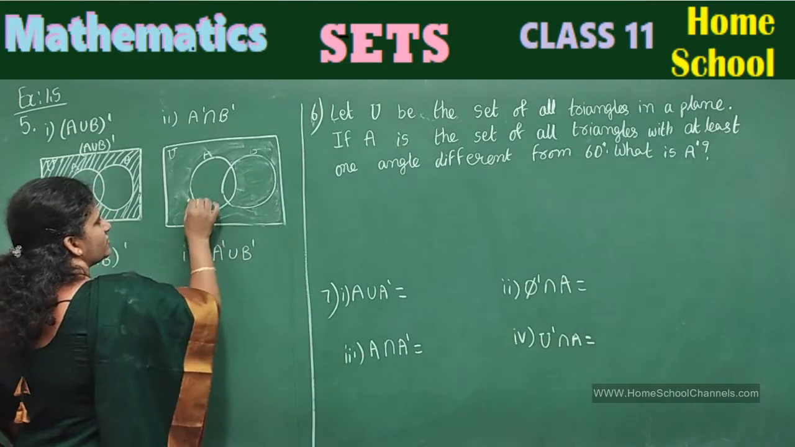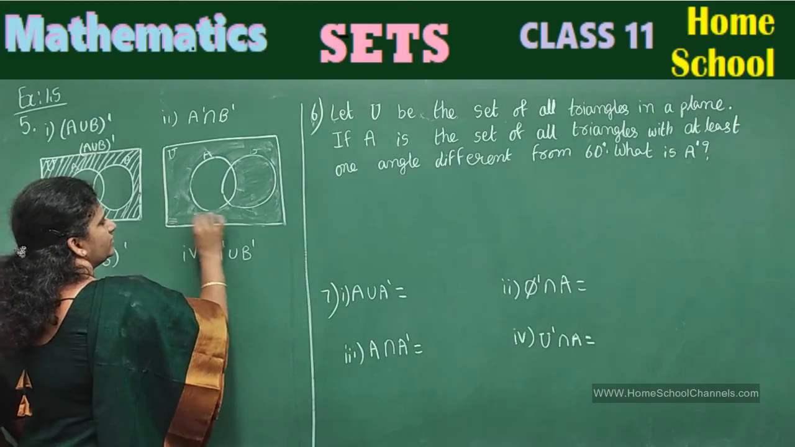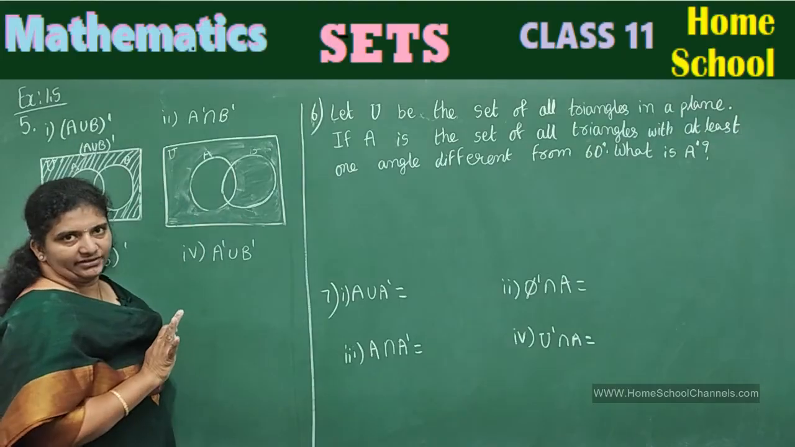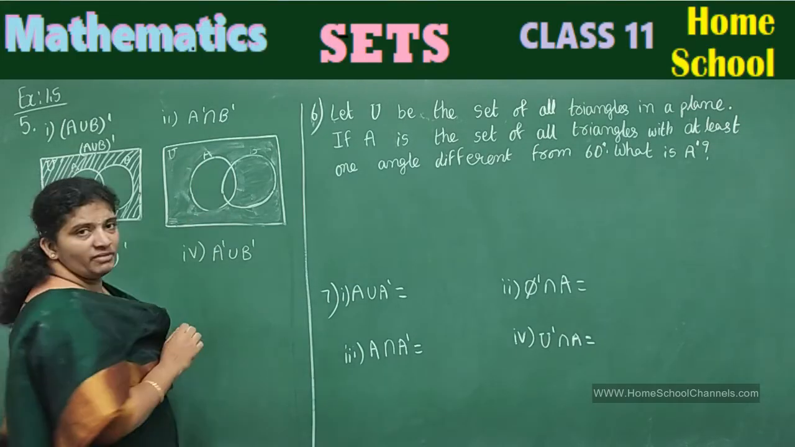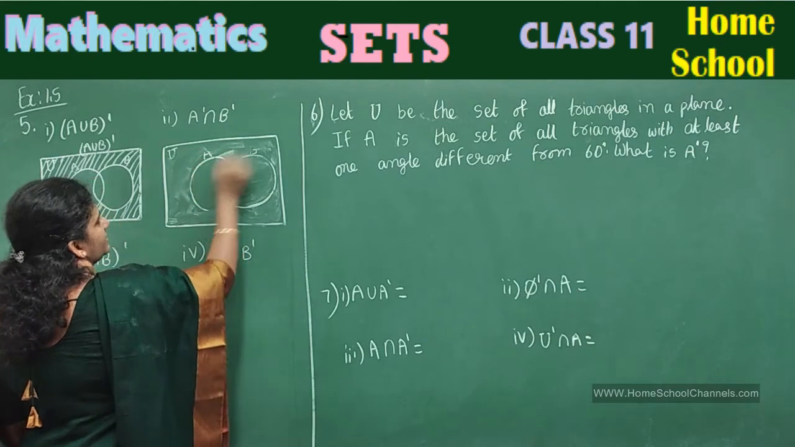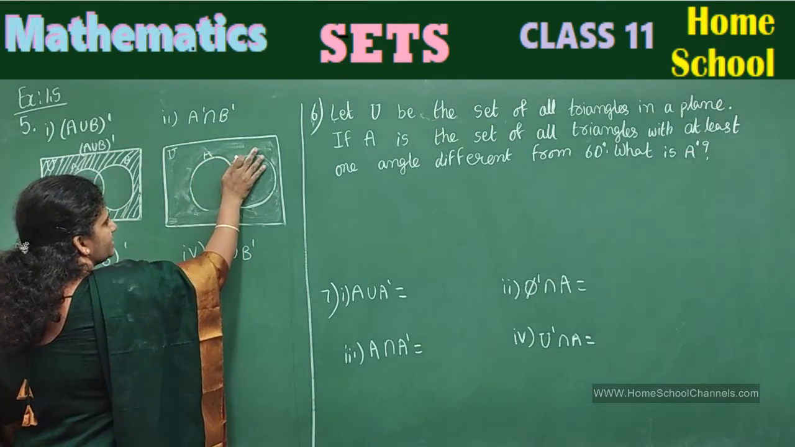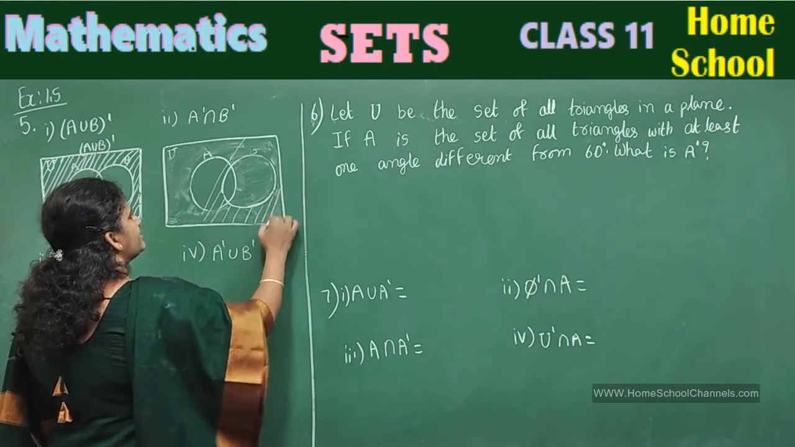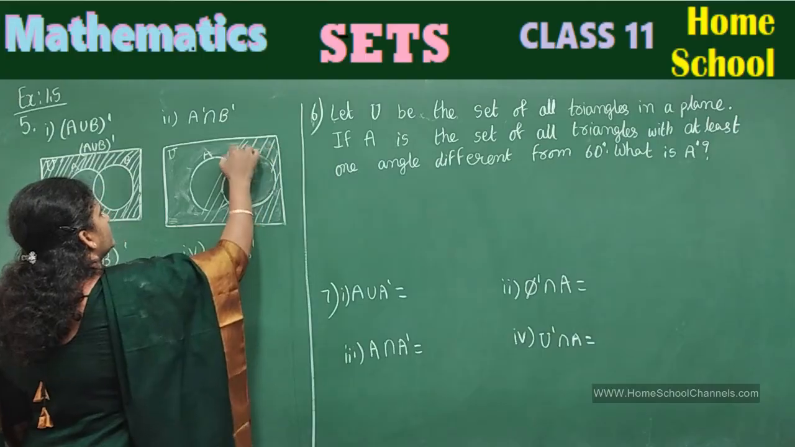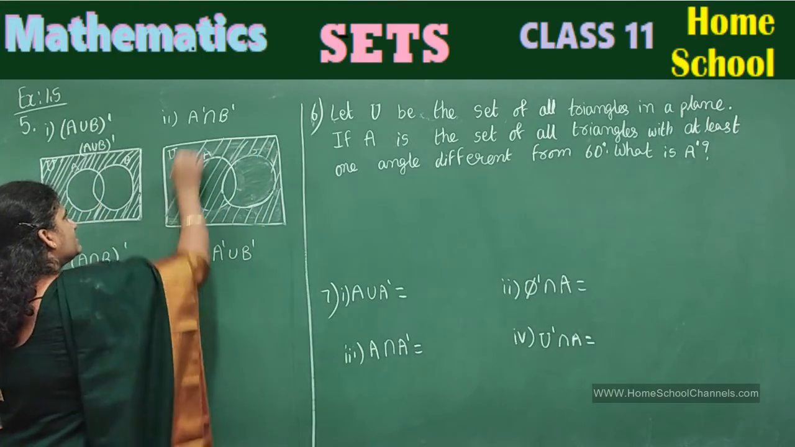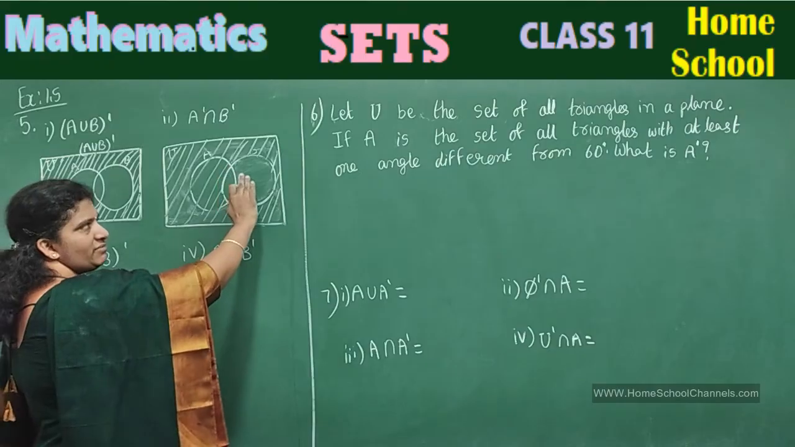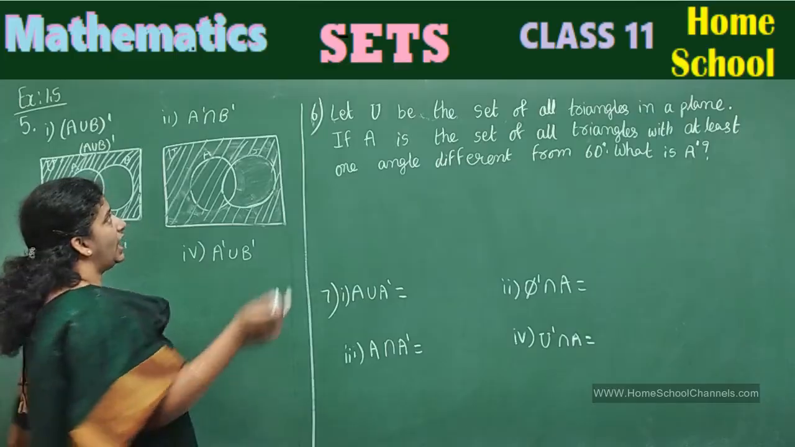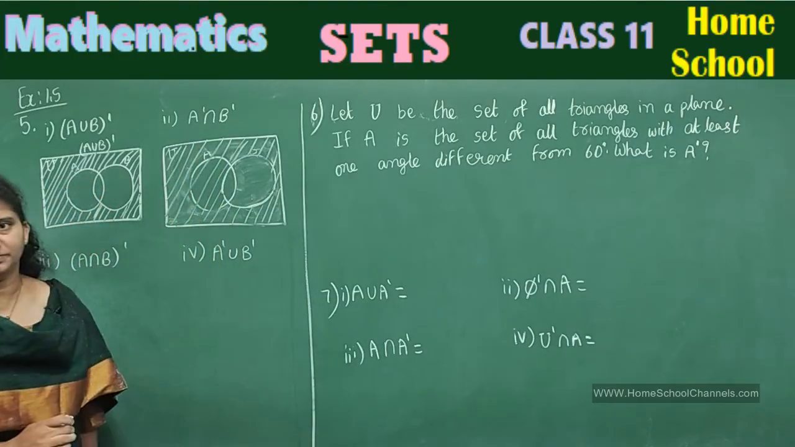This is not the actual Venn diagram. See carefully. This is A complement, right? Now B complement means other than the B circle. Other than the B circle means this complete circle I don't want. So other than the B circle, shade the remaining part like this. Just try to understand carefully. A complement is this dark shading. B complement is stripes.